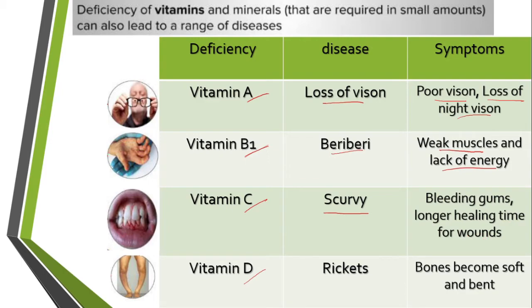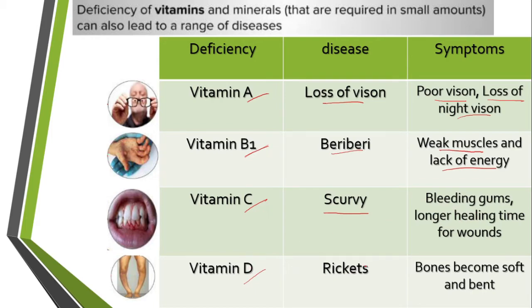So when you fall on the ground, there will be a wound, right? And your blood will be bleeding, right? And after some days, if you see the wound, it will be healed. But still some pain will be there, but it will be healed. Most of them will be healed. But if you don't get a lot of vitamin C, it will take longer time for healing of wounds. And the gums will also bleed.